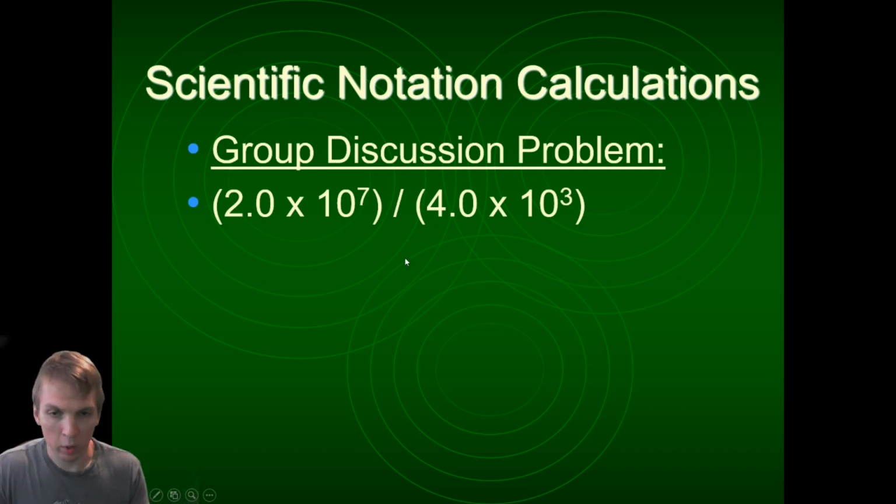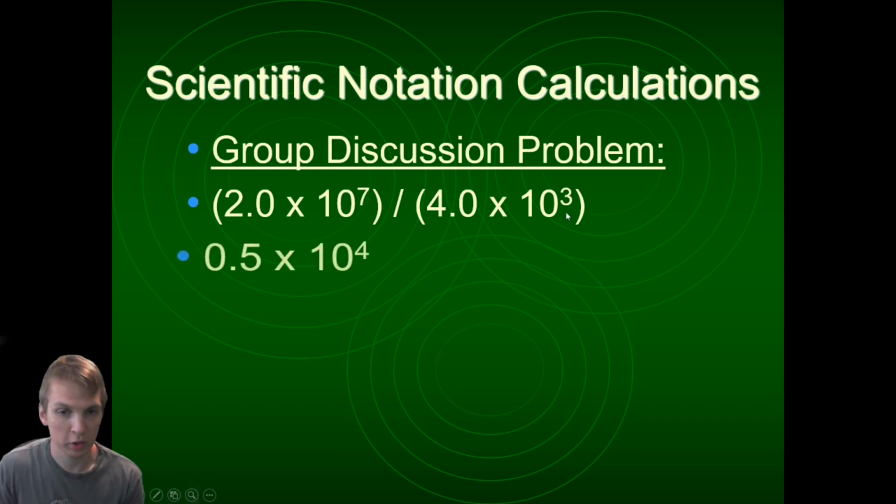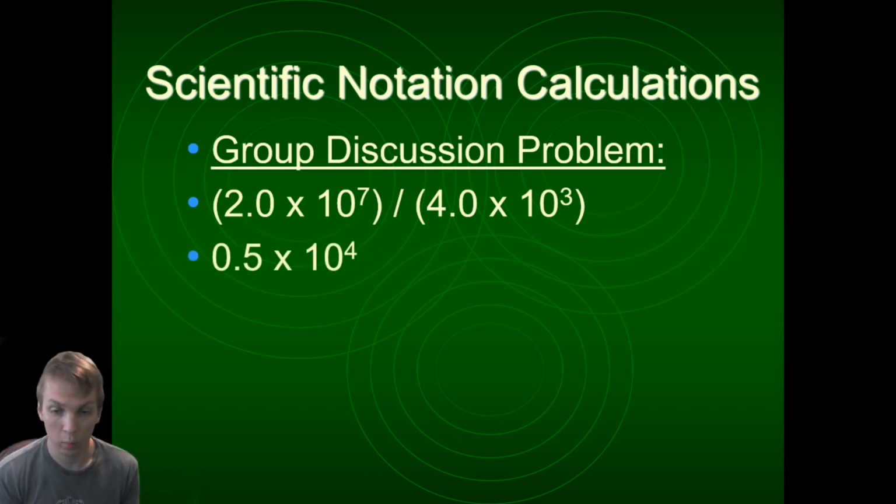The first step was, again, to divide the mantissas just like normal. So 2 divided by 4. 2 divided by 4 is 1/2. It's 0.5. Okay, so that's the first mantissa. And then for the exponents, we are simply subtracting them. So 7 minus 3 is 4. So the answer we should have gotten was 0.5, 1/2, times 10 to the 4th.